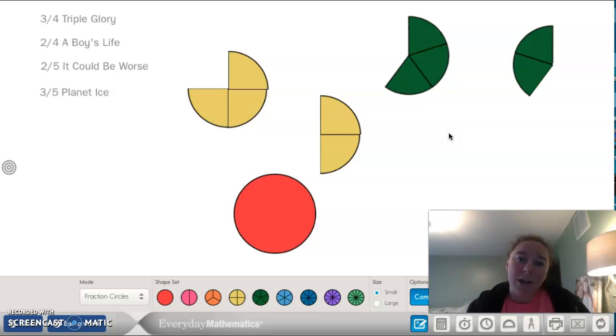By using these fraction circle pieces, you should be able to more easily compare the fraction sizes.